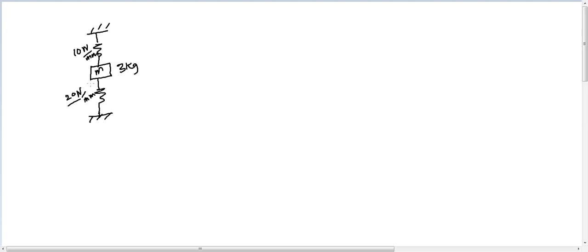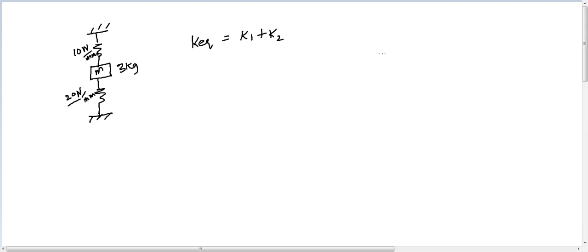if the mass is displaced by an amount x, the extension in spring 1 is equal to the contraction in spring 2. If the displacement is preserved, we can say that these two springs are connected in parallel. So if these two are connected in parallel, the K equivalent is K1 plus K2.